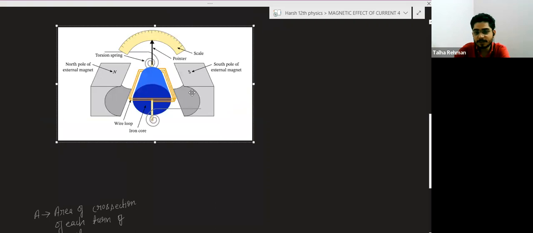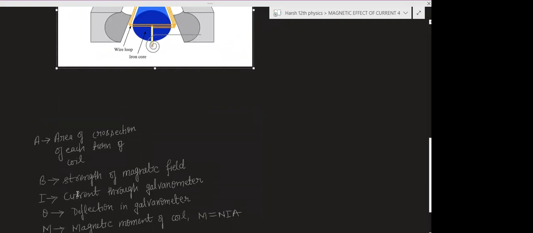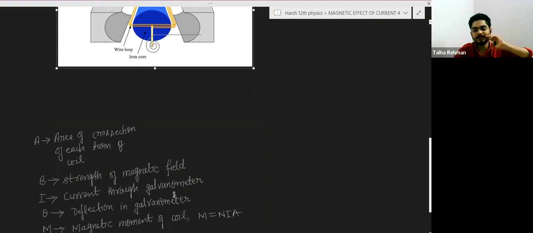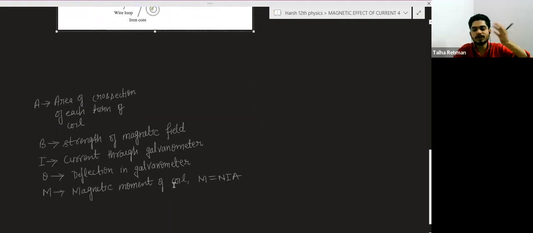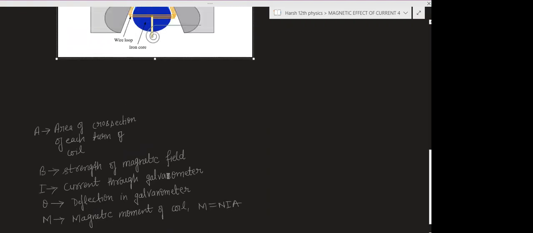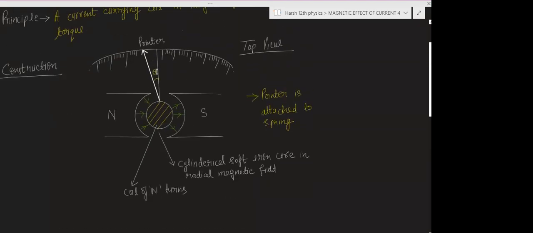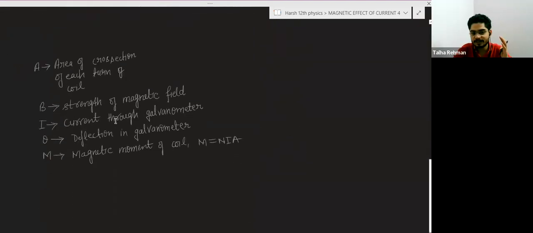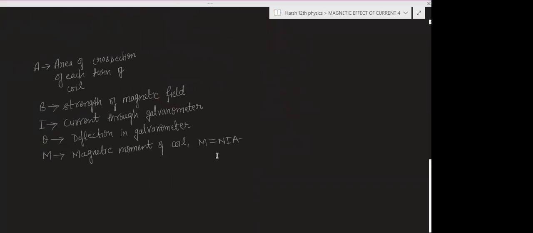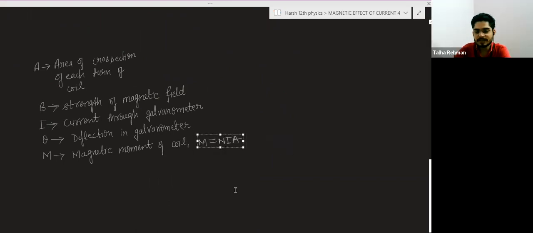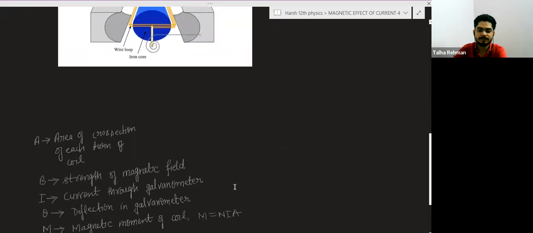B is the magnetic field produced by these magnets. I is the current passing through the galvanometer, or you can say the current through the coil also. Theta is the deflection in the galvanometer. When the current passes, there will be a deflection in the galvanometer. The magnetic moment of the coil, M, is equal to NIA. These things I have already discussed.